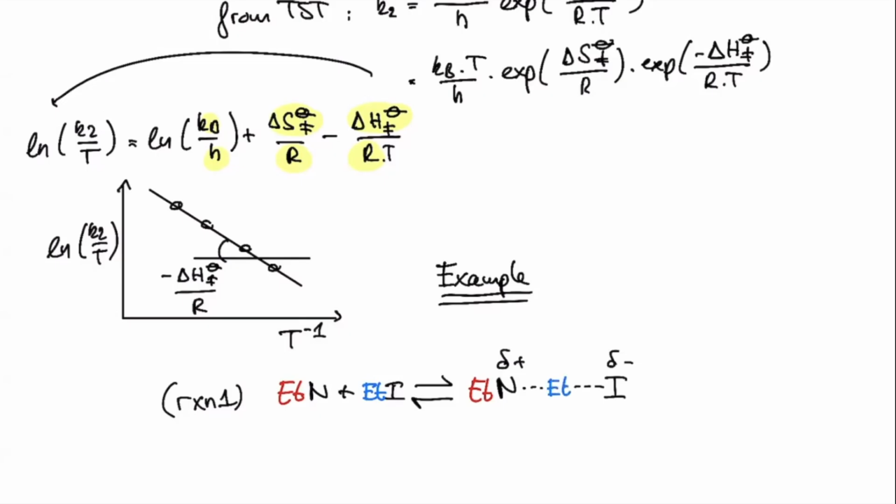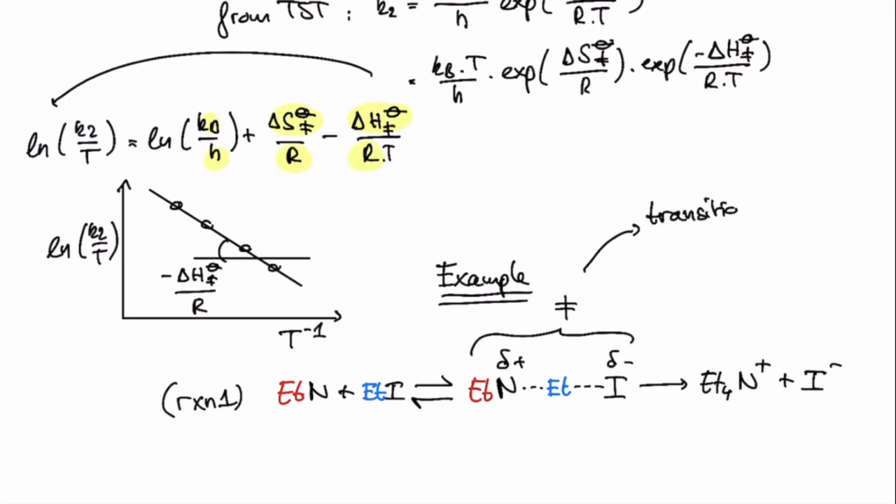Here's the other ethyl group. Okay, so I'm drawing the transition state. Right, this is the transition state. And then we continue, ethyl 4N plus I minus. Right, so you can see that the transition state is highly polarized.